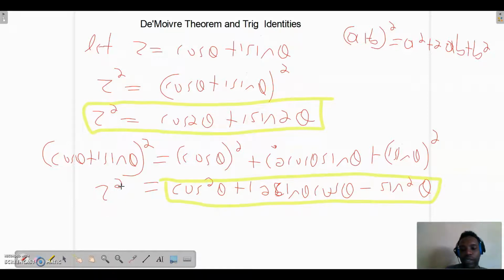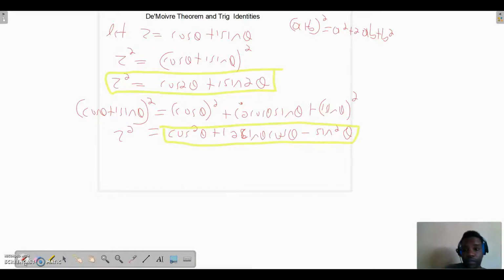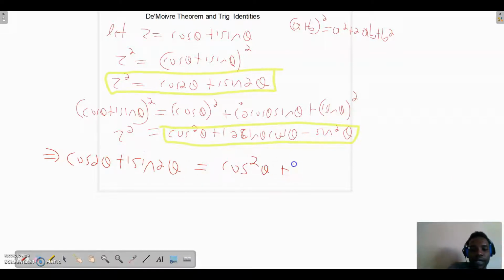Alright, so we can equate the two expressions here, because z squared is equal to z squared, the law of equality. So we could say that this implies that cos 2 theta plus i sine 2 theta is equal to cos squared theta plus i 2 sine theta cos theta minus sine squared theta. Now, what does the law say? The law of equality of complex numbers says that if two complex numbers are equal, the real parts are equal and the imaginary parts are equal. What does that tell me?